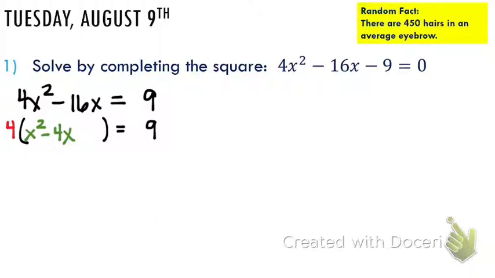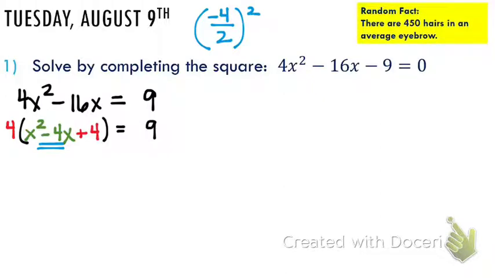Next, take this number right here, divide it by 2 and square it. So you need to take that -4, divide that by 2, and square it. And what do you get when you take -4 divided by 2 squared? +4. So you're adding that 4 here.